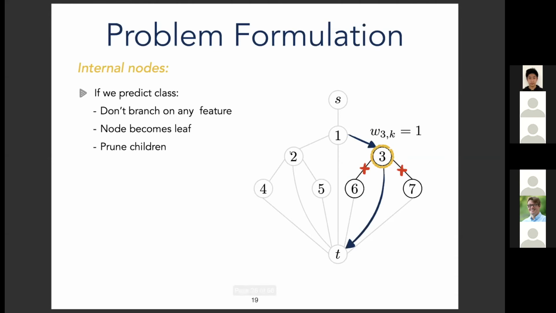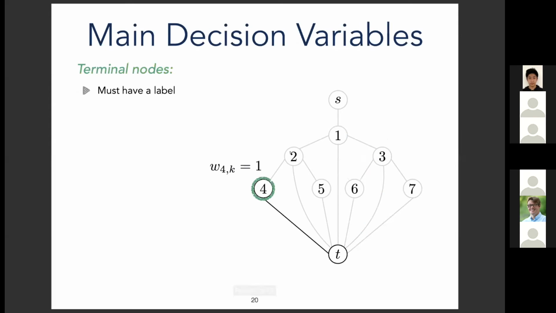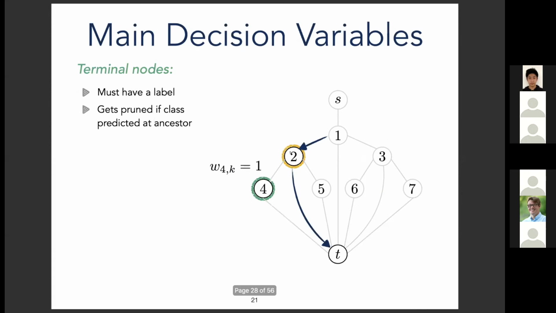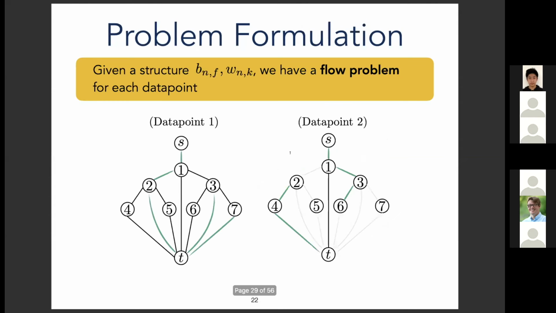Here, using the decision variable w, we have a prediction for node 3. At the terminal nodes, we always predict a label, but if we have pruned the tree earlier, meaning that we have a prediction at one of the ancestors of that terminal node, then we don't do anything with that terminal node.